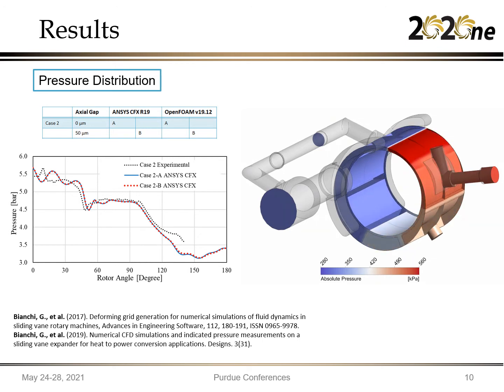In the animation, you can see results from the ANSYS CFX solver for the pressure variation. The inlet is around 540 kilopascal pressure, and when it expands, it reduces to around 280 kilopascal towards the discharge. This ANSYS CFX solver has been validated in previous literature by Bianchi et al.